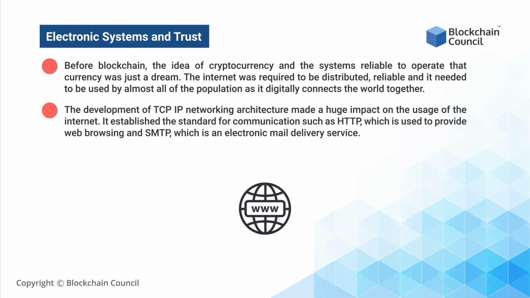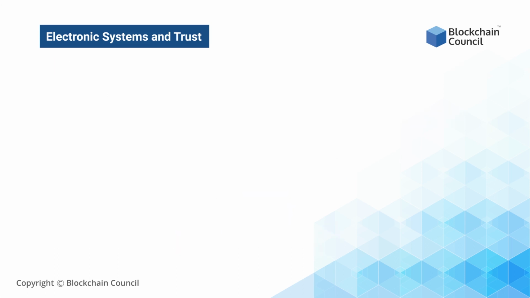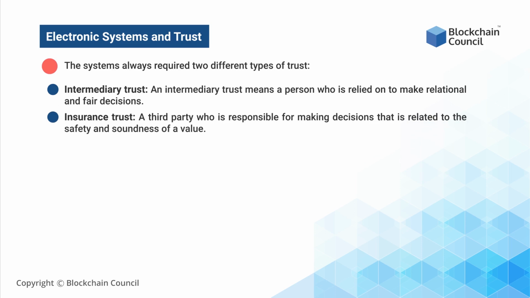It brought up a small revolution in the digital world, which resulted in the growth of devices connected to the internet, including tablets, smartphones, and many more. Even though the internet has changed the life of a common man forever, using most of the online services requires a third party to vouch for the security and trustworthiness of the service. The systems always required two different types of trust. First is intermediary trust, which means a person who is relied on to make relational and fair decisions. And the second is insurance trust, which means a third party who is responsible for making decisions that is related to the safety and soundness of a value.